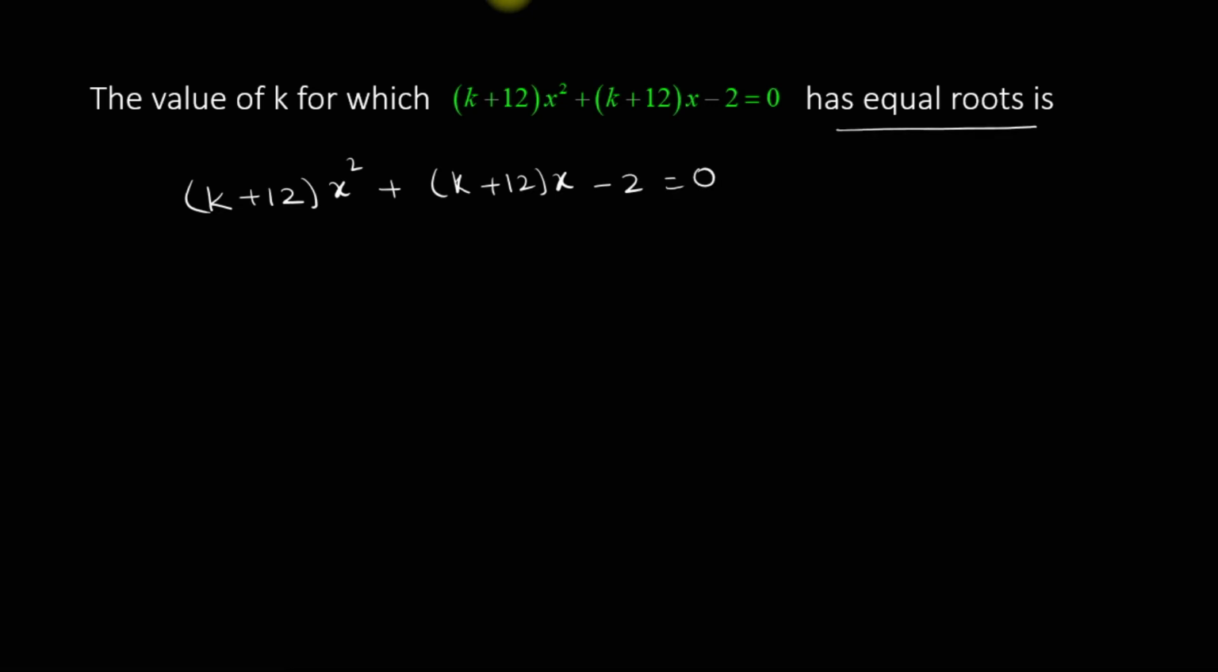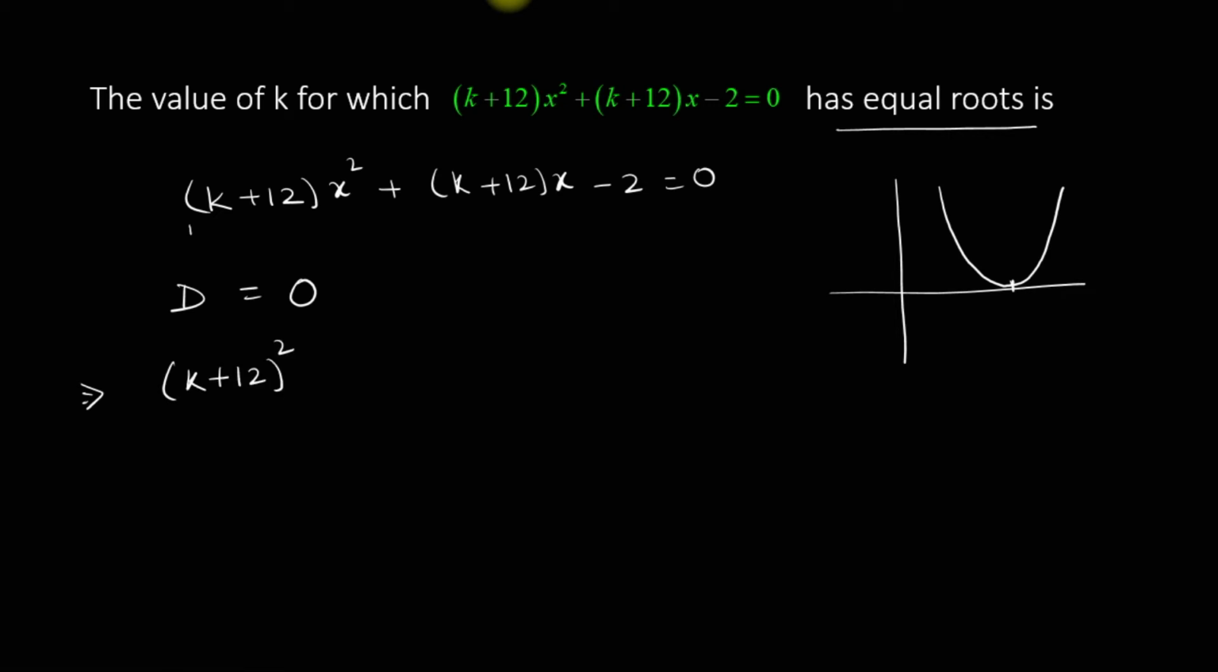Now here the quadratic equation has equal roots. What does it mean? It means that if we draw the curve of the quadratic equation, it just touches the x-axis. It means the discriminant of this quadratic equation must be 0 in order to have equal roots. So we have d is equal to 0, and as we know that d is b square minus 4ac, where a is the coefficient of x square. So we have k plus 12 as b, because this is a, this is b, and this is the constant term c.